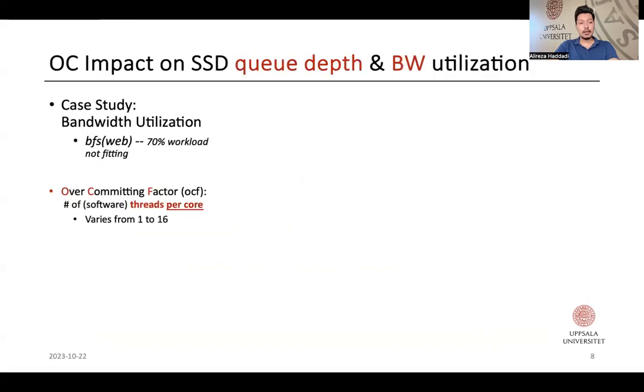Now let's see the overcommitting impact on SSD bandwidth and SSD queue depth. Again, we have the same case study, but before that, I need to introduce the overcommitting factor, or in short, OCF, which is the number of software threads per core. In our experiment, we are going to vary it from 1 to 16.